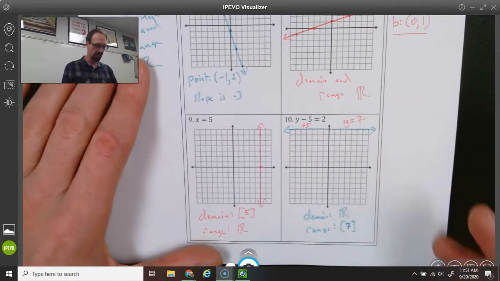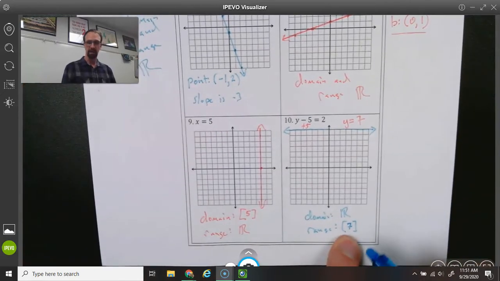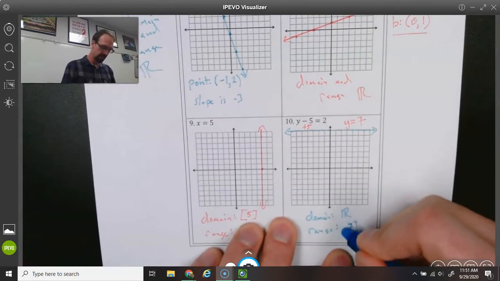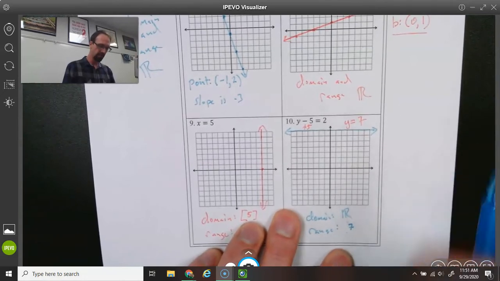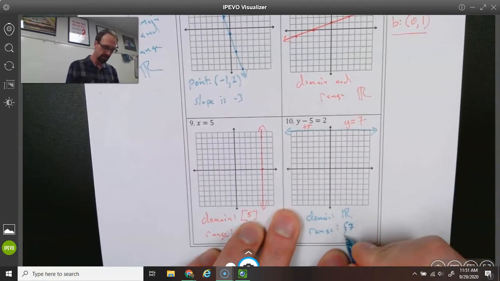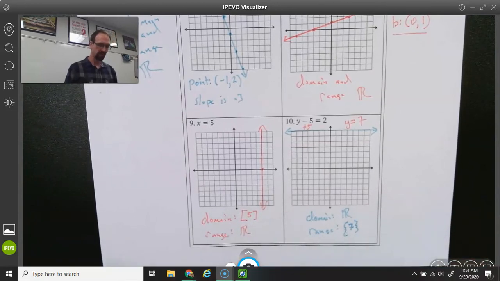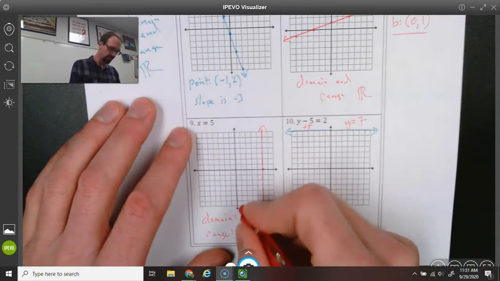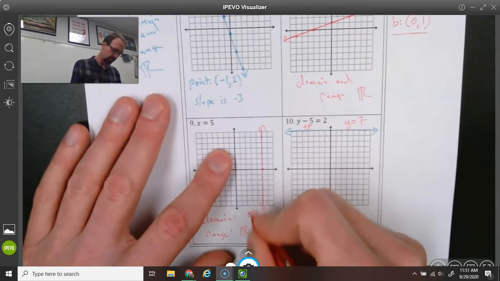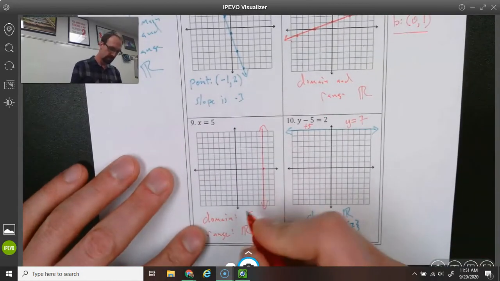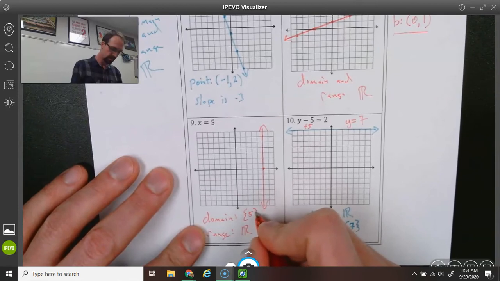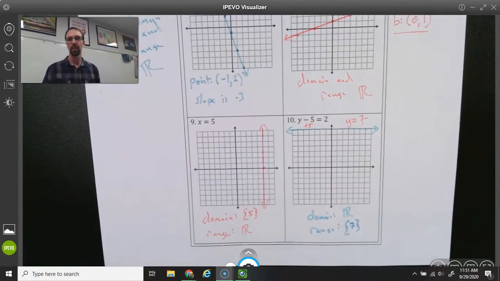With my range value, since 7 is the only value, we would write it in brackets to show that it's set notation. Similarly with number 9, this as well. That's set notation. All right.